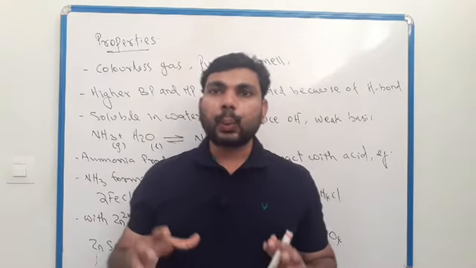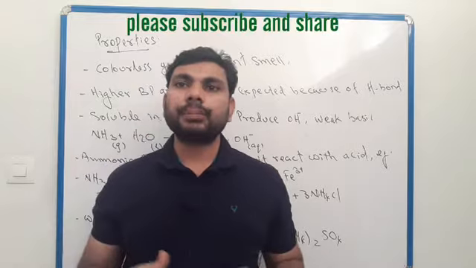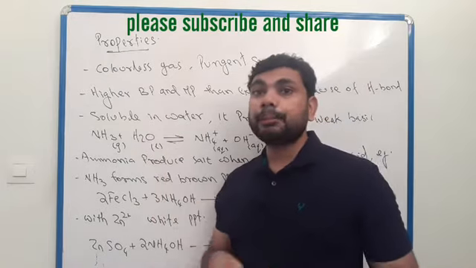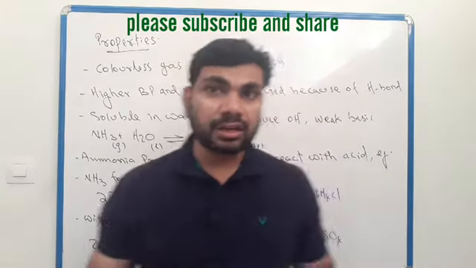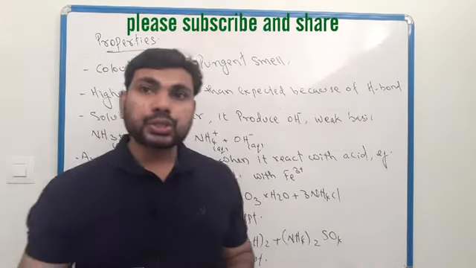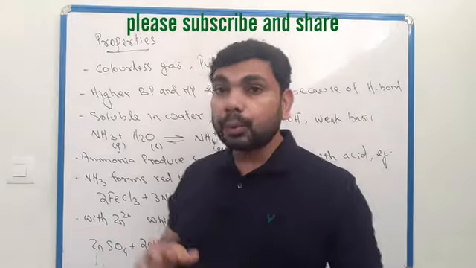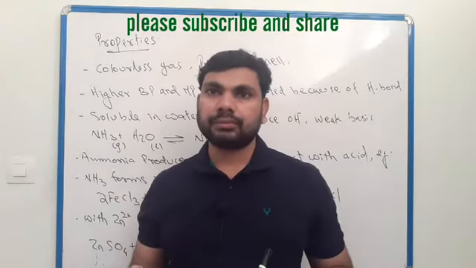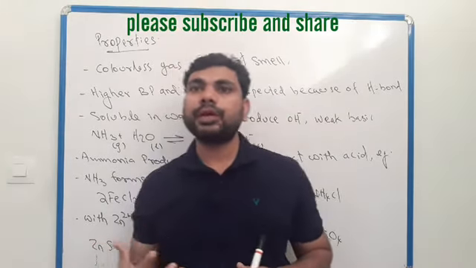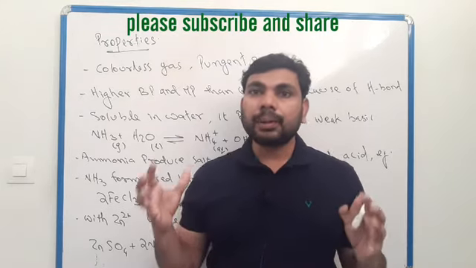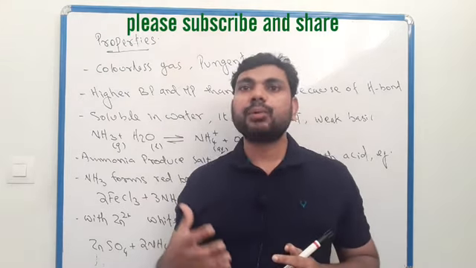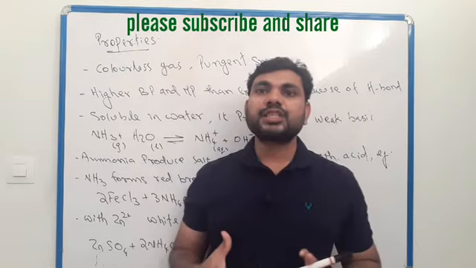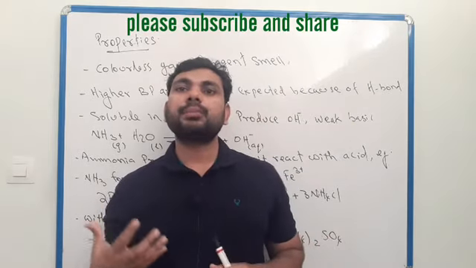Okay, so here we have to discuss the different properties of ammonia. First one we discuss: ammonia is a colorless gas with a pungent smell. Also here we discuss, ammonia shows higher melting and boiling point than expected, because ammonia itself makes intermolecular hydrogen bonds. That's why ammonia shows higher melting and boiling point.